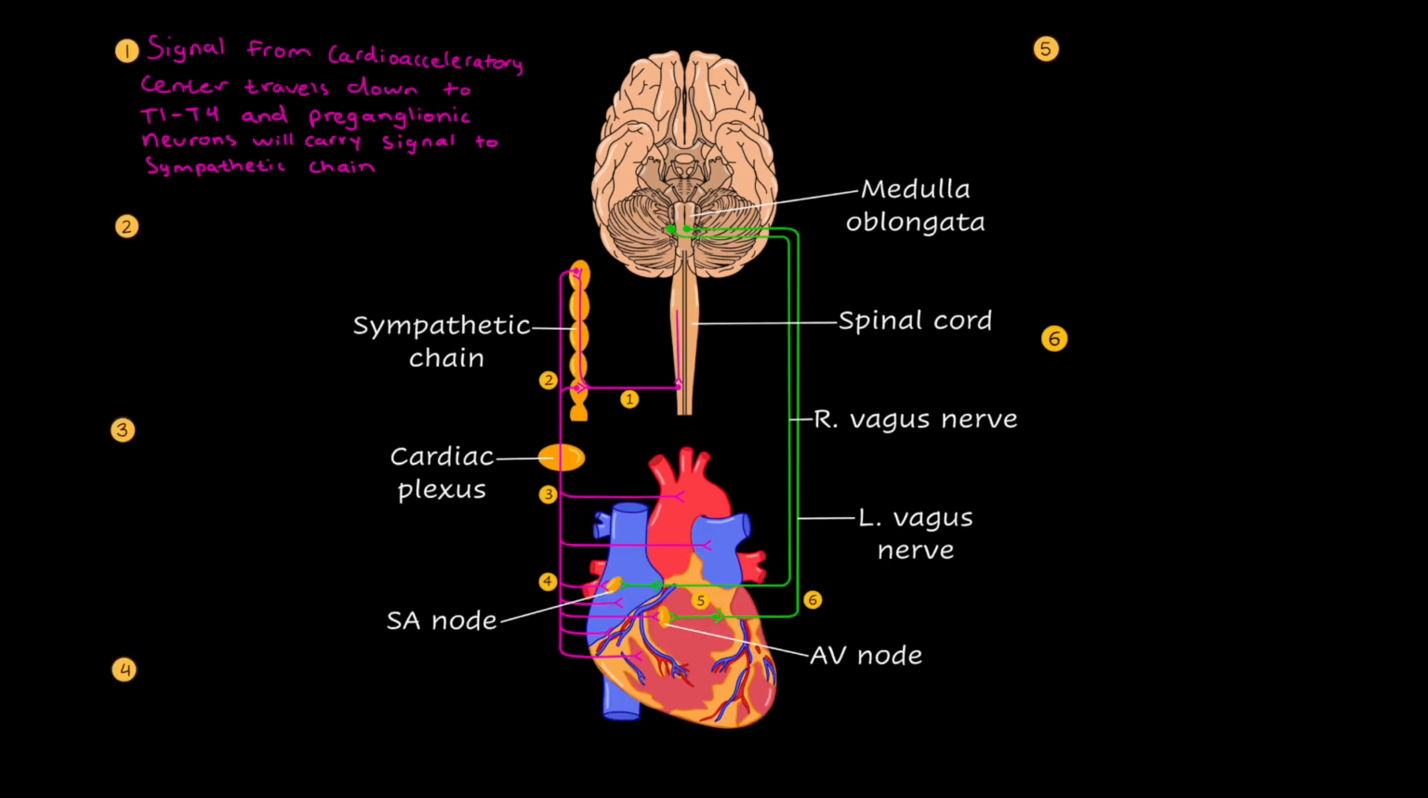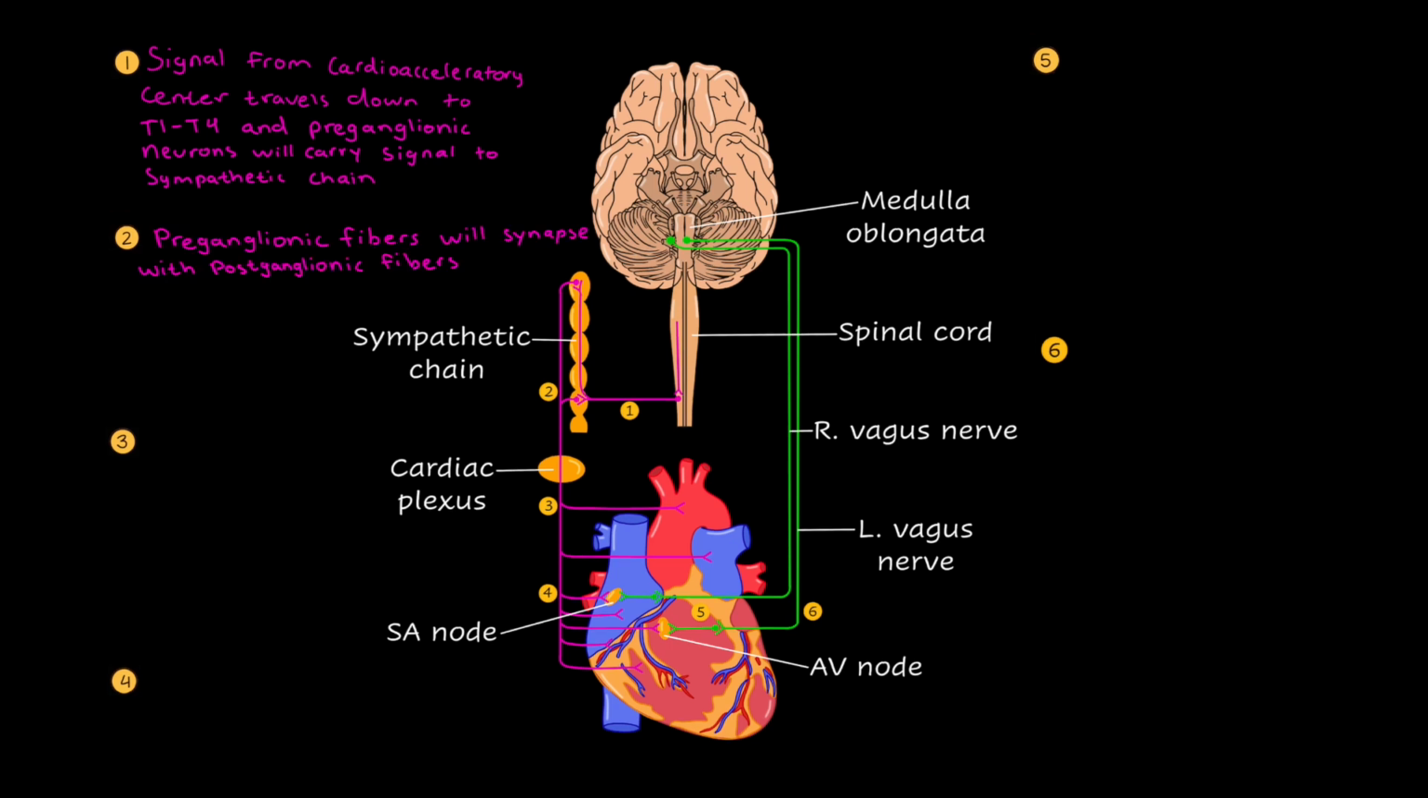For the sympathetic pathway, signals from the cardioacceleratory center travel down towards the thoracic portion of the spine, where neurons called preganglionic neurons will carry the signal to a sympathetic chain ganglion, where they will synapse with postganglionic neurons, which will carry the signal.